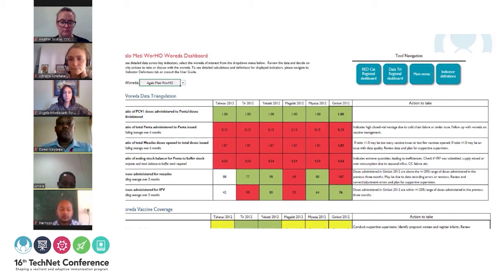And as you see from the lower part, the district also, this tool monitors the red categorization. And as you know, the red categorization is measured using Penta 1 for coverage for access, and Penta 1, Penta 3 dropout rate for utilization, and gives automatically the category 1 up to 4 for each month, and then gives the action to take for each category. So automatically the team discusses the findings.